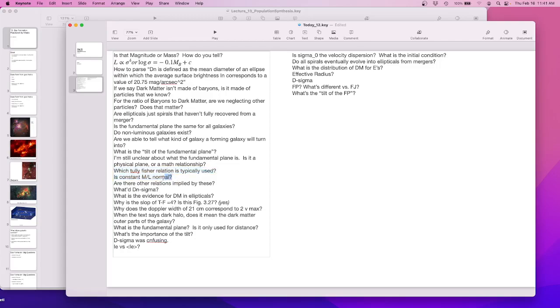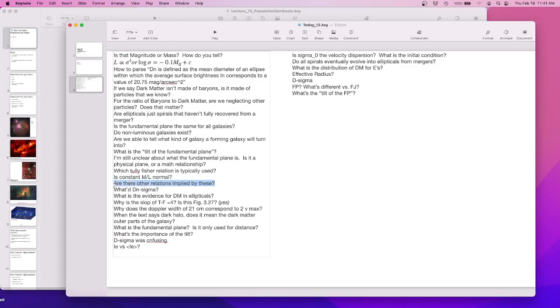Is constant mass to light normal? No, it's what you want to be the case. I want galaxies to have constant mass to light, and spiral galaxies seem to have average mass to light that is roughly constant in the interior surface brightness, in the interior. So the central surface brightness has relatively constant mass to light, but it's not normal. It's just an assumption that you need to make sometimes.